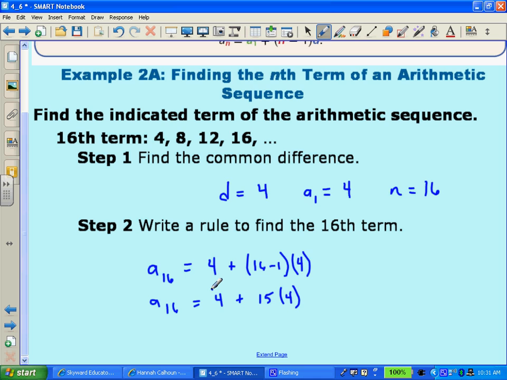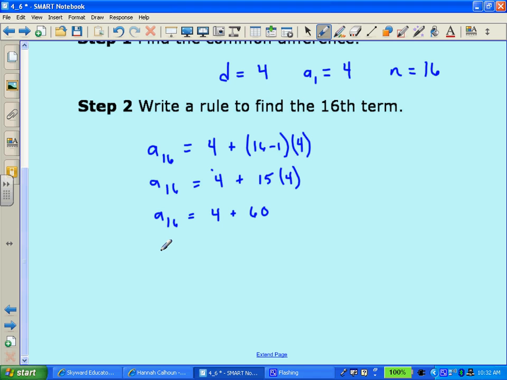Now one very, very common mistake here is that people want to do 4 plus 15 and then multiply that by 4. That's against the order of operations, so please don't do that. I have to do 4 plus 15 times 4. 15 times 4 is 60. So the 16th term of my sequence would be 64.